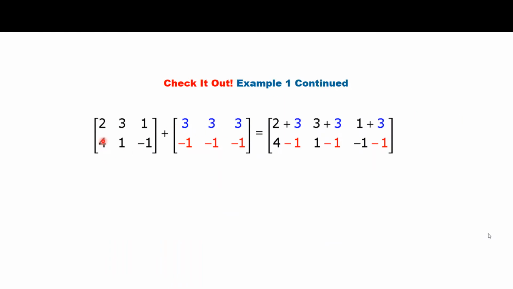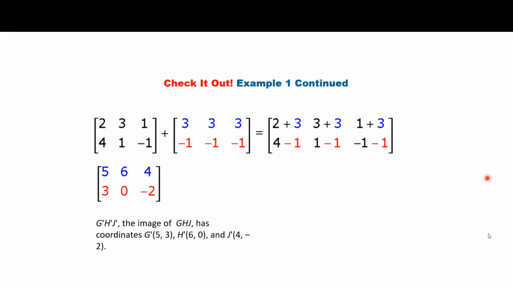And let's go ahead and do the math. So 2 plus 3 goes in our first position. 3 plus 3 goes in our second position. 1 plus 3, the third position. Second row, 4 plus a negative 1, 1 plus a negative 1, and negative 1 plus negative 1. So when we add them all up, our new matrix is going to be here.